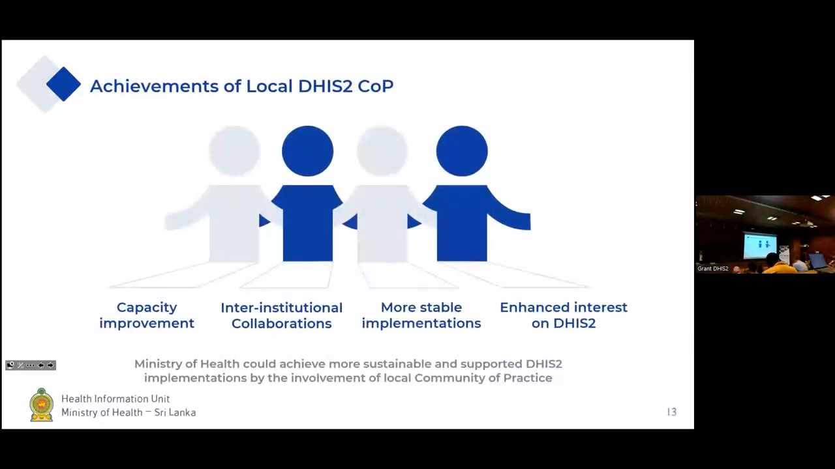So, the achievement of local DHIS2 capacity building and capacity improvement: between different institutions within the ministry, we have good collaboration and more stable implementation. For example, when there's an issue in one of our platforms, there's a more rapid response to those issues, and there is enhanced interest in DHIS2 among the health informatics community.